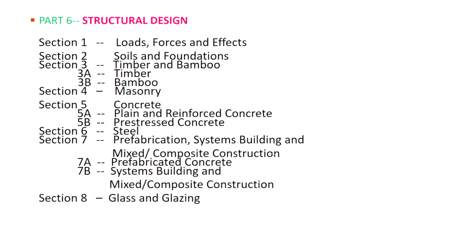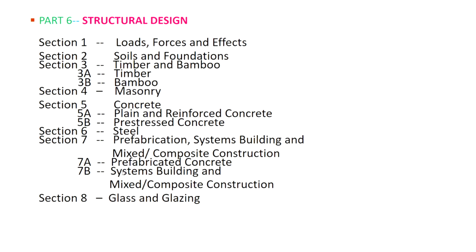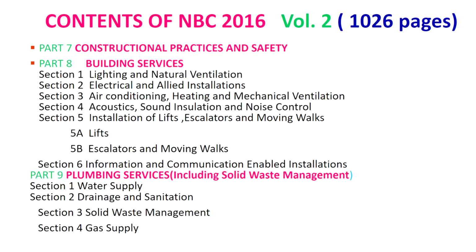Section 6 is steel. Section 7 is prefabrication systems, buildings, or what we call composite constructions. Nowadays people are using those. 7A is prefabricated concrete, and then we have systems, buildings and mixed composite construction 7B. And lastly, as you can see, section 8 regarding glass and glazing. You must have seen a lot of new buildings which are coming up entirely covered with glass on all four sides. Earlier again no provisions were there, but good elaborate guidelines are now provided in section 8.